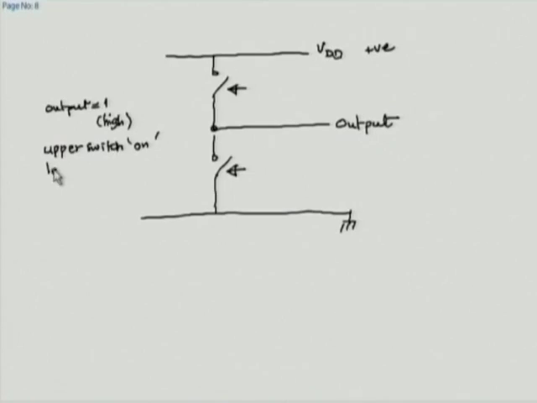At the same time, we have to ensure that the lower switch is off, because if both switches are on, in that case we will be shorting VDD to ground and our power supply will have to provide infinite current, our switches will burn out. So, in no case should both switches be on. So, therefore, the lower switch should be off.